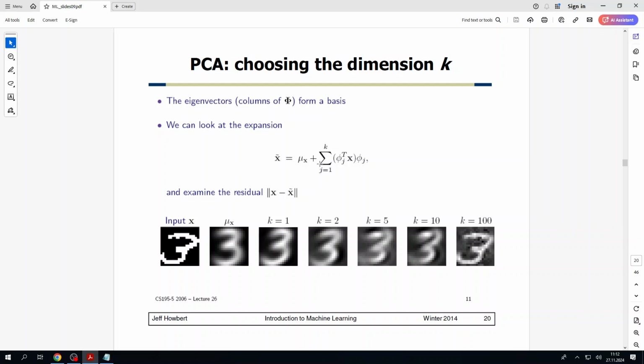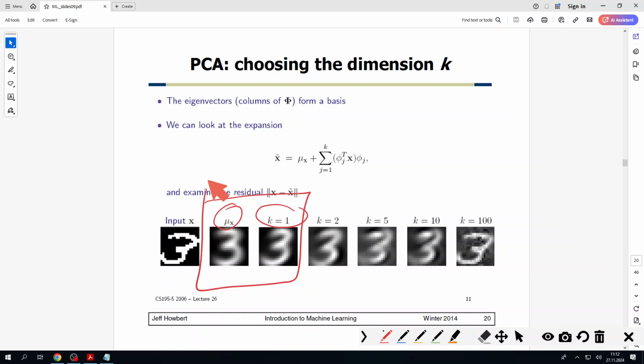So here you can see an example of the residual between the original picture and the compressed one with PCA. Here you can see the original input, and here the average, which is the blurred version of this picture. The more components you use, the more similar your output becomes to the input, and vice versa. The fewer components you use, the more similar it is to this mean. If you compare these 2 pictures, they are very similar, whereas these 2 are more similar.